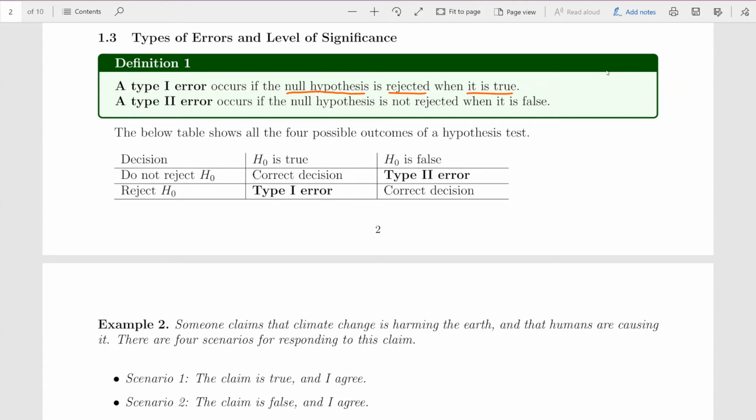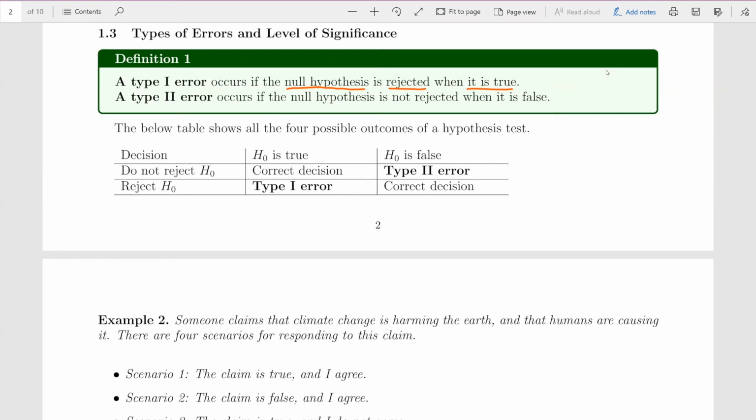And a type 2 error occurs if the null hypothesis is not rejected when it's false. So a type 2 error occurs when you do not reject the null hypothesis when in fact it is not a correct hypothesis. In fact it is false and you did not reject it. So there are only two types of errors that you can make when you use hypothesis testing.